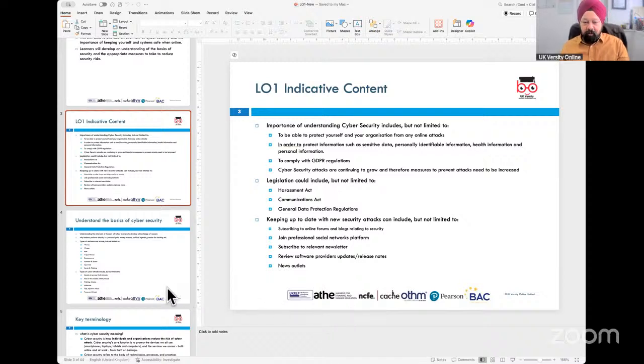Then we'll also be looking at how you prevent these kinds of attacks, which can come from hackers or from unauthorized use of data, people who are trying to get access to it.